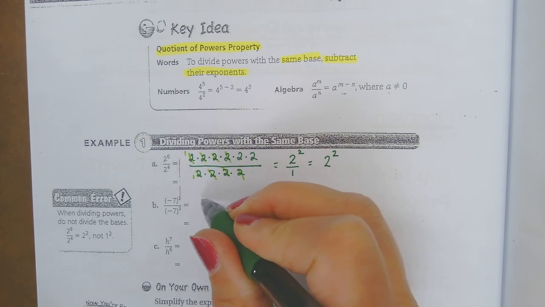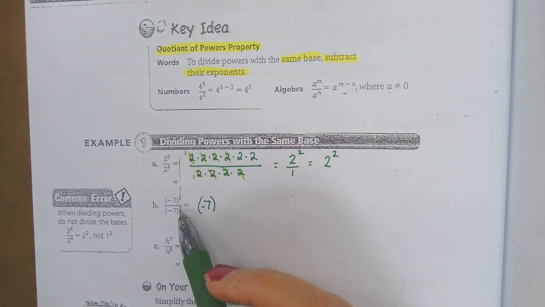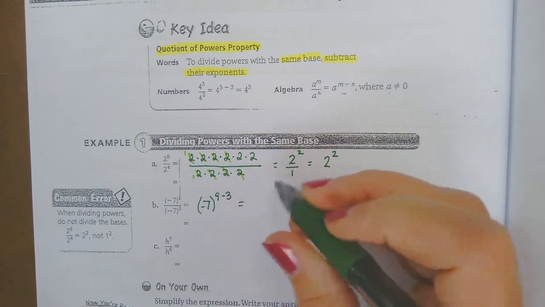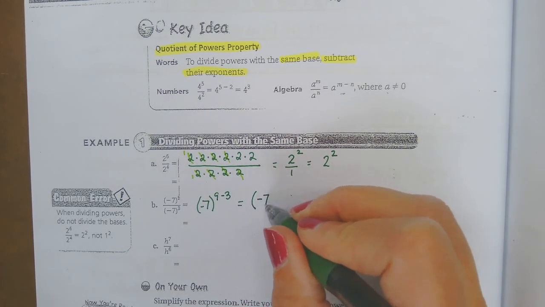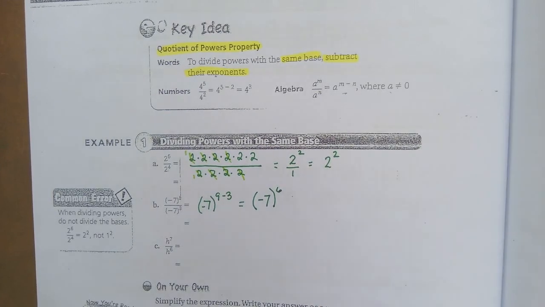For this one, we would have -7. And remember, the -7 is in parentheses, and that's really important. And then you had 9 and 3, so it would be 9 minus 3. And that would equal, the base is -7, and 9 minus 3 is 6, so it would be to the 6th power.